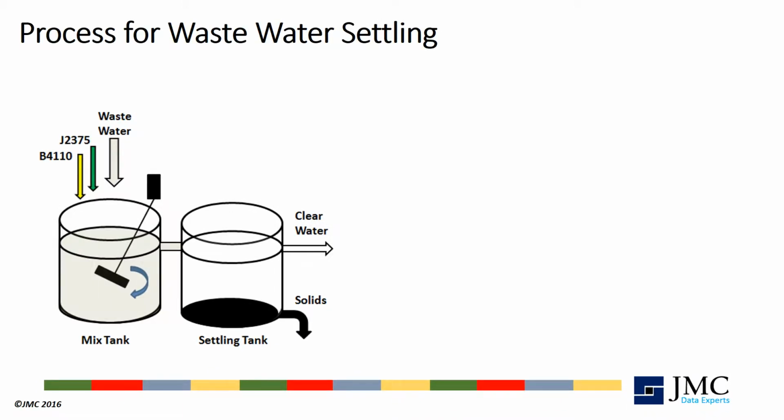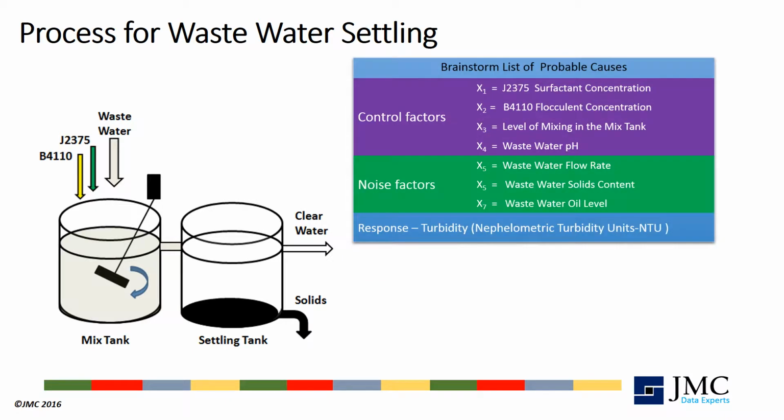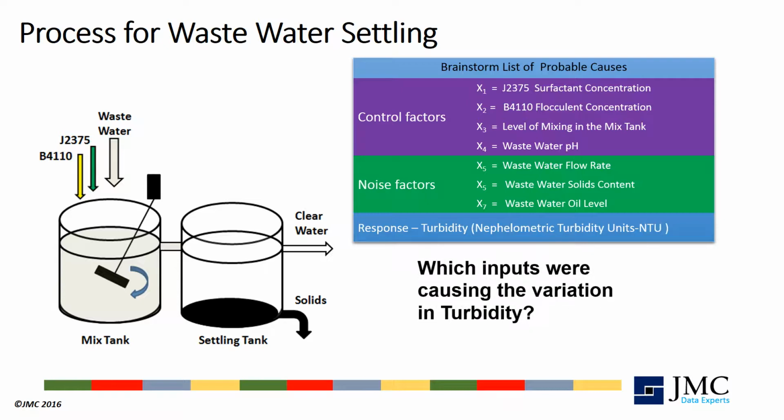The process mixed the wastewater with a flocculant and a surfactant before sending it to a settling tank for the solids to settle out and the clarified wastewater to be sent to a local stream. Noise variables such as the wastewater flow rate, solids content, and cutting oil concentration were thought to make the process too unstable to control or understand. The question remained, which inputs were causing the variation in turbidity?